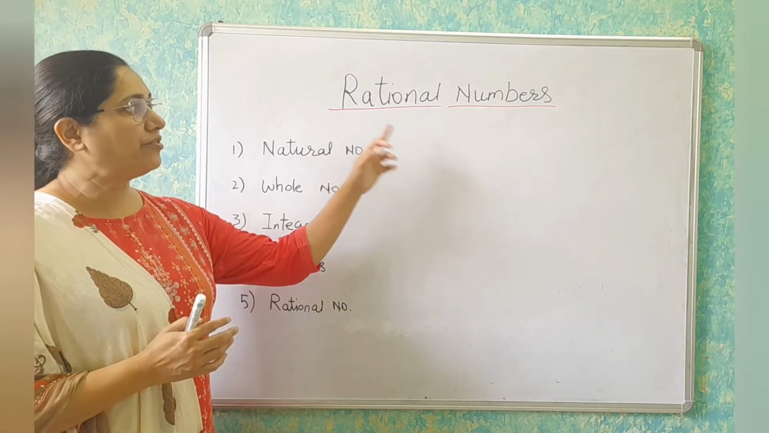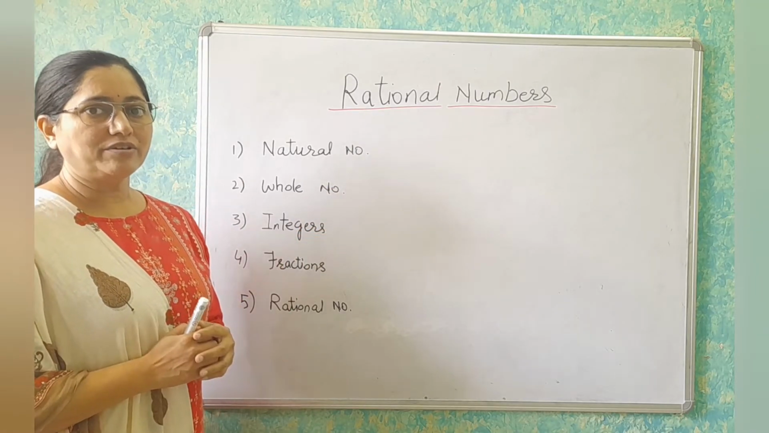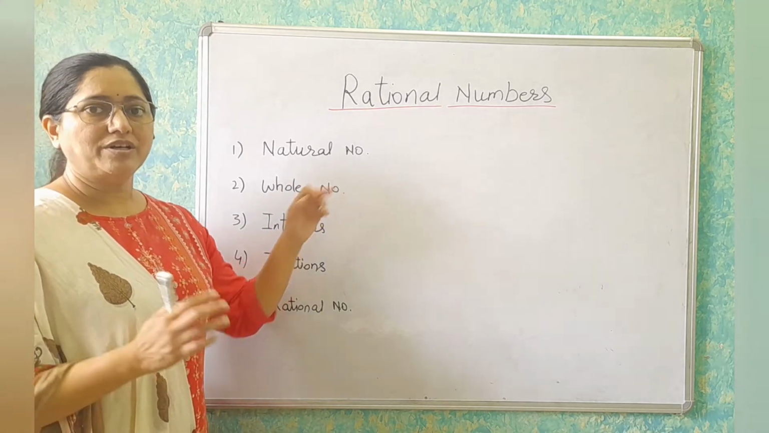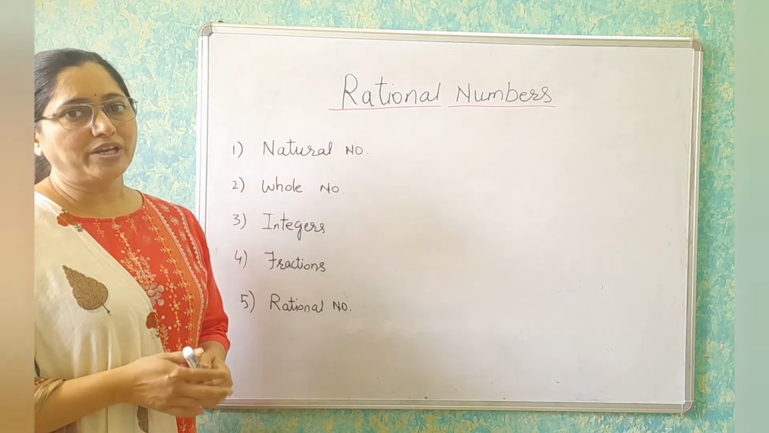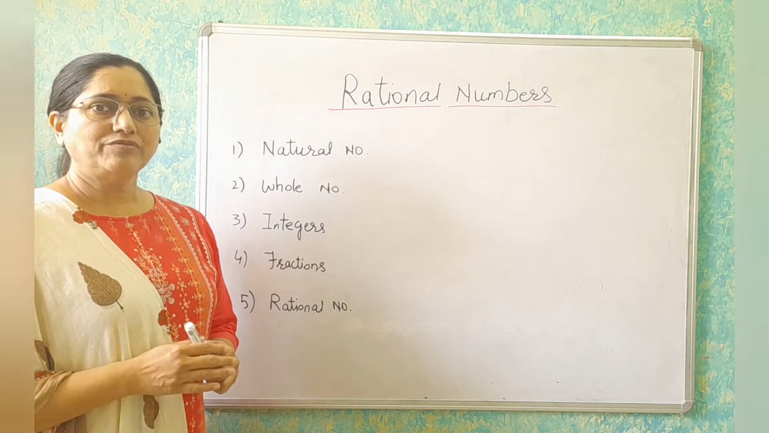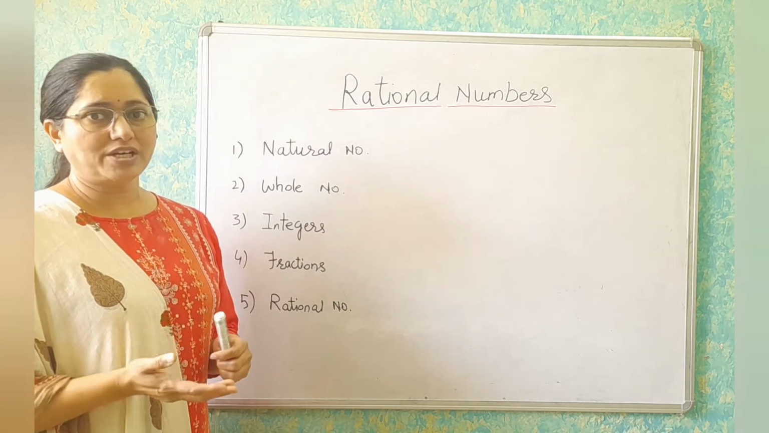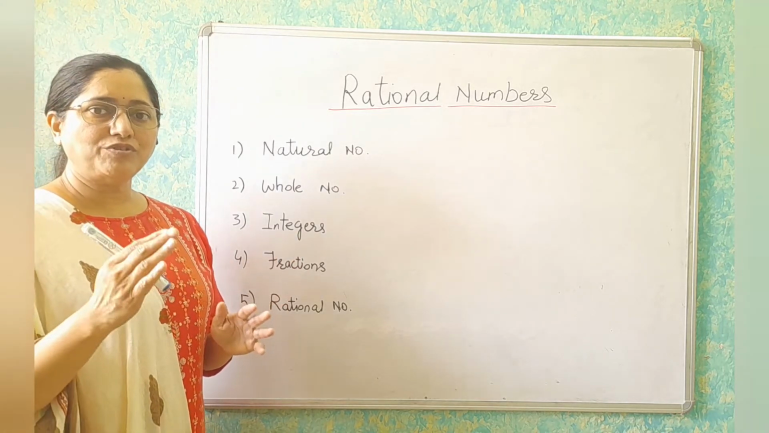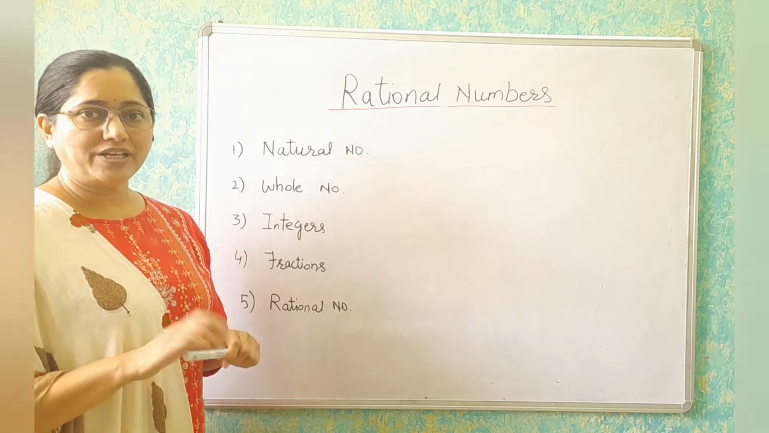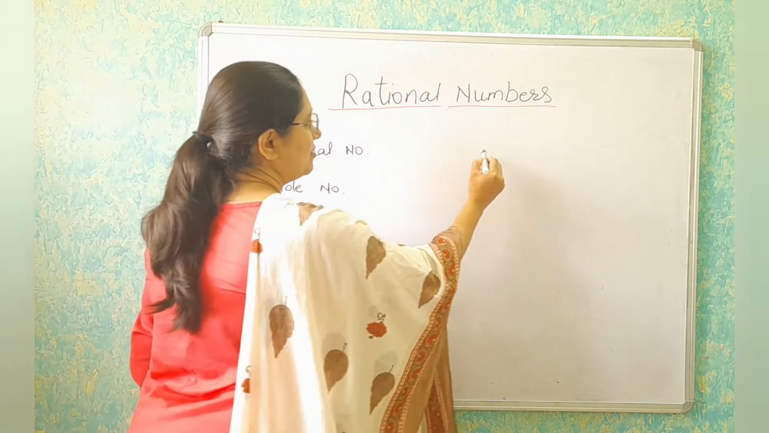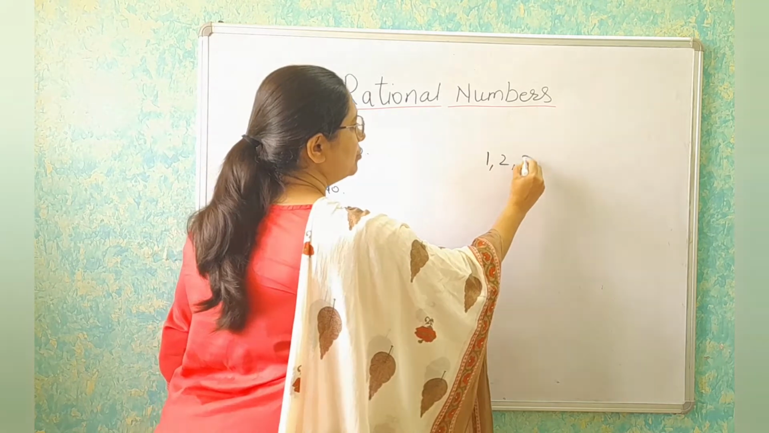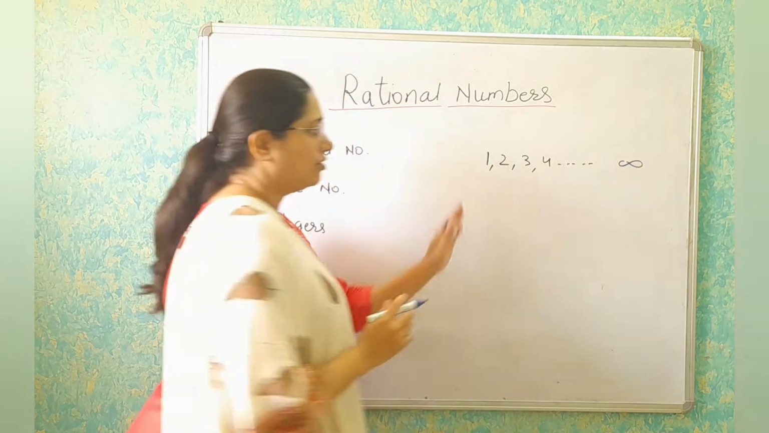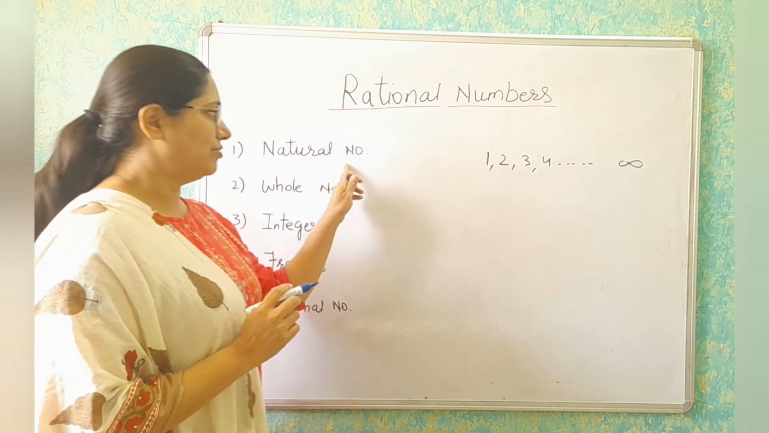Before we discuss rational numbers, let's take a look at various types of numbers. First one is natural number. Natural numbers are also called counting numbers. As you know, whenever we have to count something, we start our counting from 1. So numbers which start from 1, 2, 3, 4 and so on are called natural numbers. So I can say 1, 2, 3, 4 up to infinity. All these numbers are natural numbers.